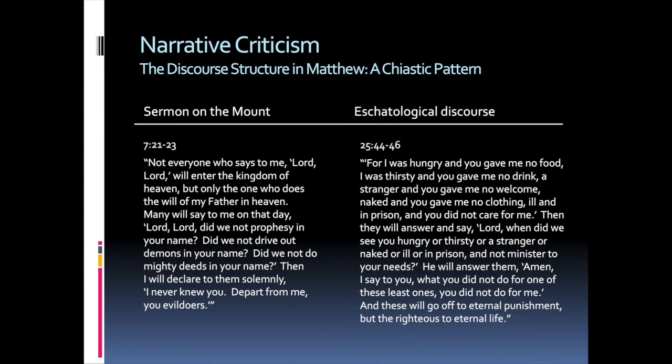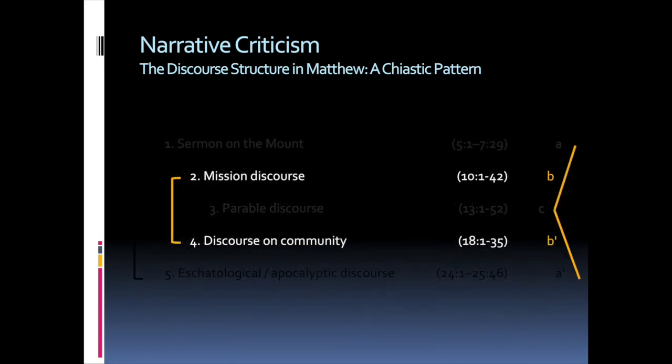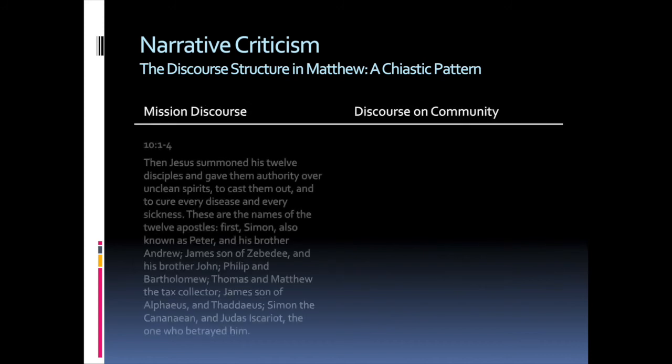That is the Lord." Now we could do the same exercise with the other two partnered discourses, the mission discourse and the discourse on community. These are B and B prime. Now the mission discourse is clearly oriented towards the disciples as they're about to go in and bring more people into the community. The discourse on community is also oriented to the disciples, but it's about how they're to behave within community. So let's do this exercise again.